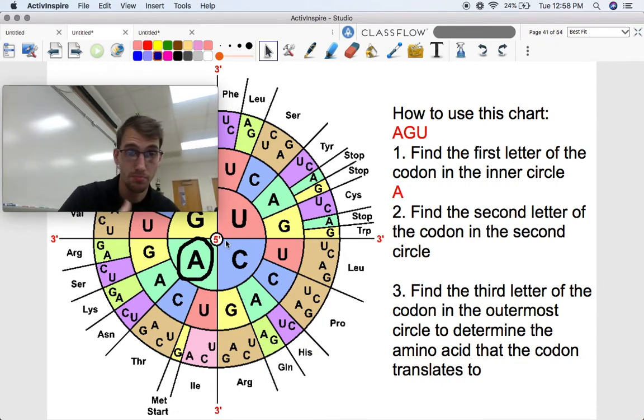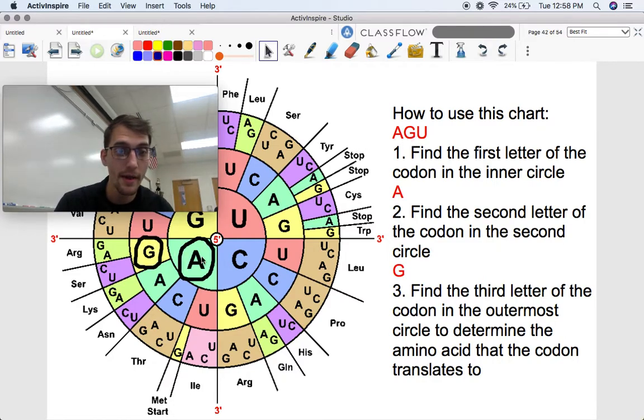That's our first nucleotide. Then it says find the second letter of the codon in the second circle. Our second letter is G. Here's G. There it is. We're getting closer to figuring out what amino acid it is.